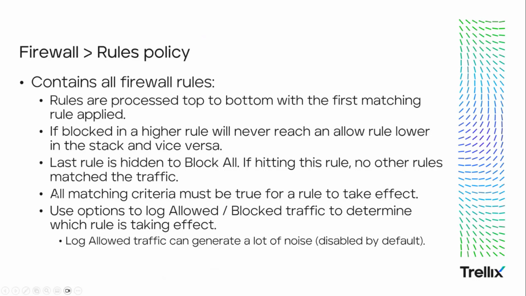So yeah, as hopefully just made clear, all matching criteria must be true for a rule to take effect. And you can use the options to log allowed and blocked traffic to determine which rule is taking effect. Now, allowed traffic by default is not logged, only blocked traffic is logged. The reason for this being that you're probably more interested in blocked traffic, and allowed traffic is probably going to be very, very noisy if you enable that. So that's why it's disabled by default.